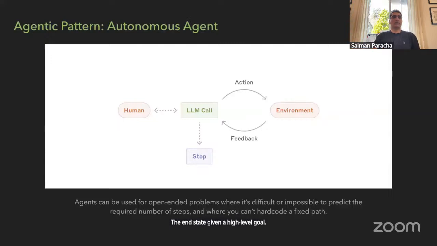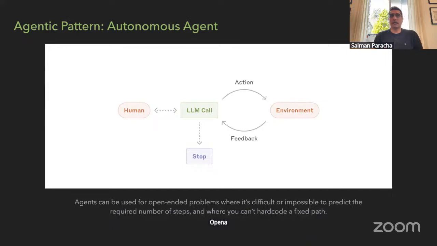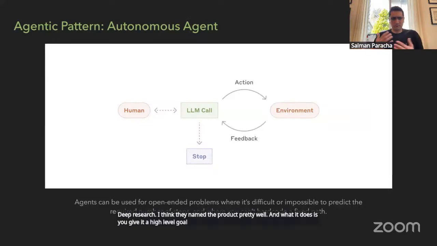You may all have heard of OpenAI Deep Research most recently. OpenAI Deep Research is a type of agent that enables you to do research. Deep research, I think they named the product pretty well. And what it does is you give it a high-level goal. Imagine you're researching a vendor before you select them, or a set of vendors before you select them to do work, or you're researching a competitor.